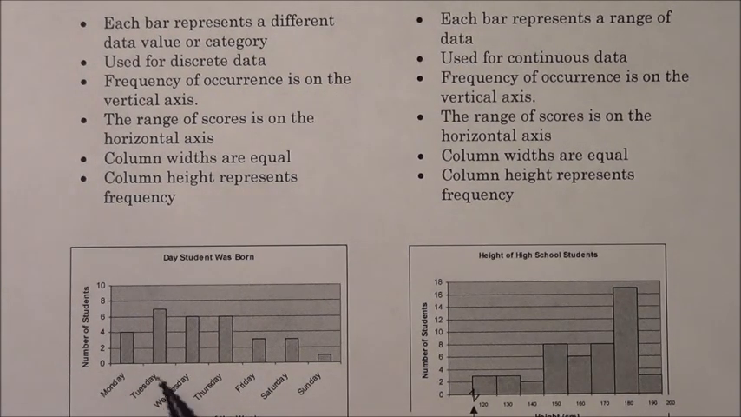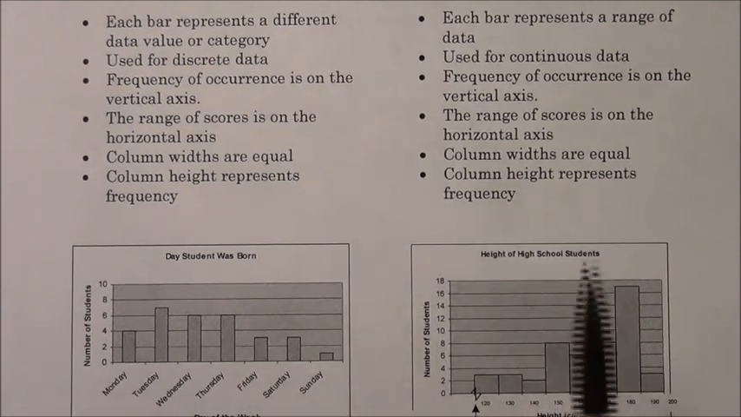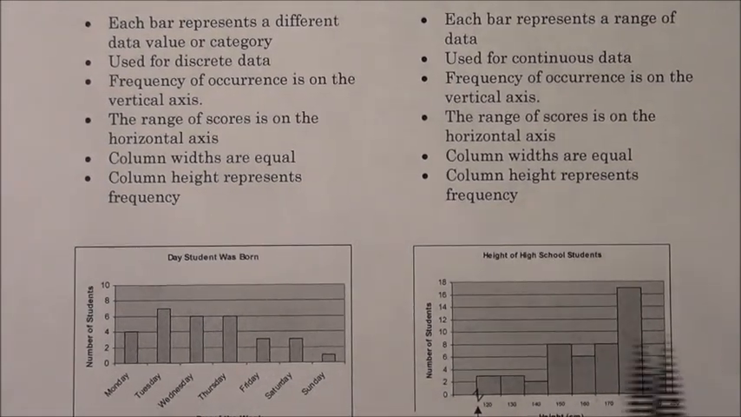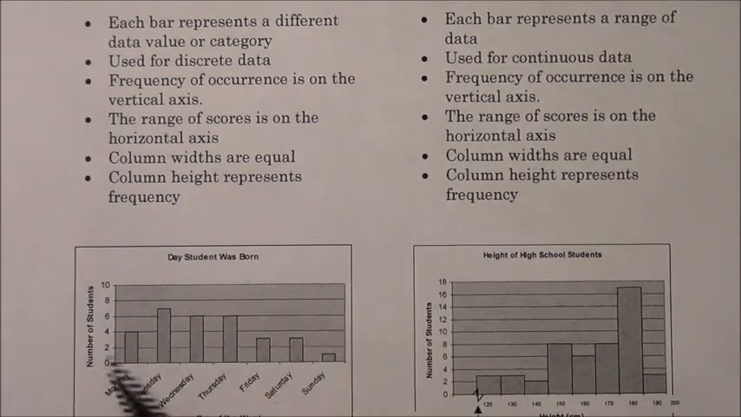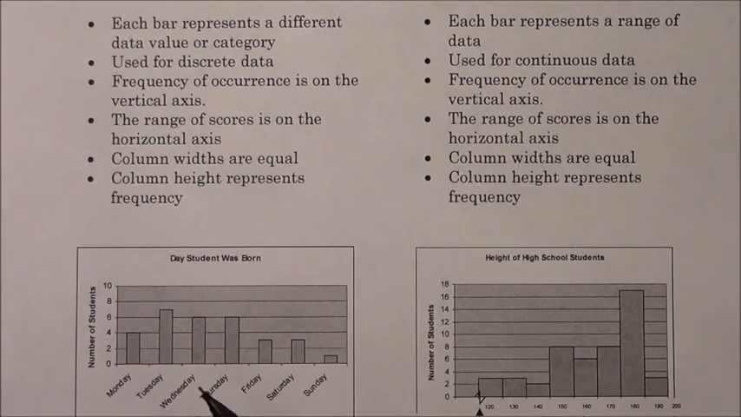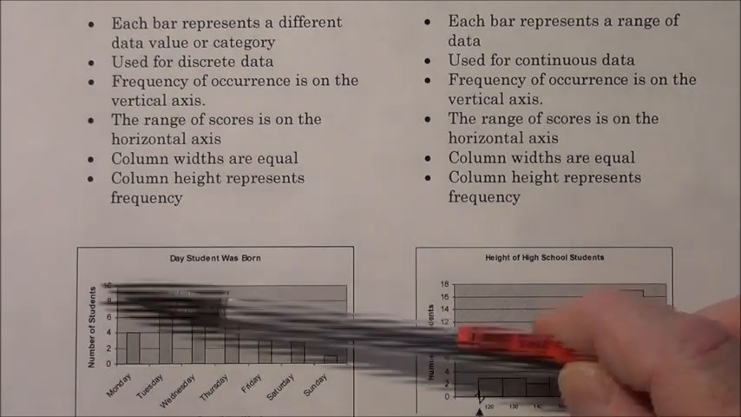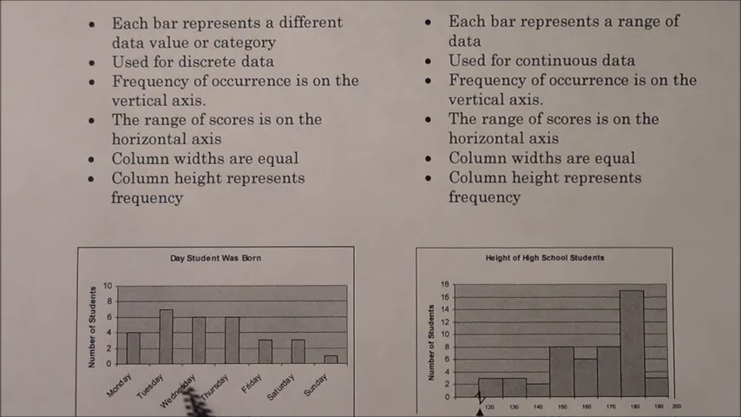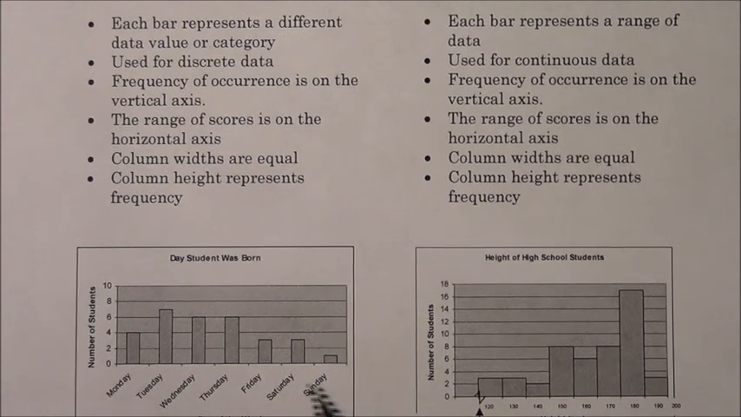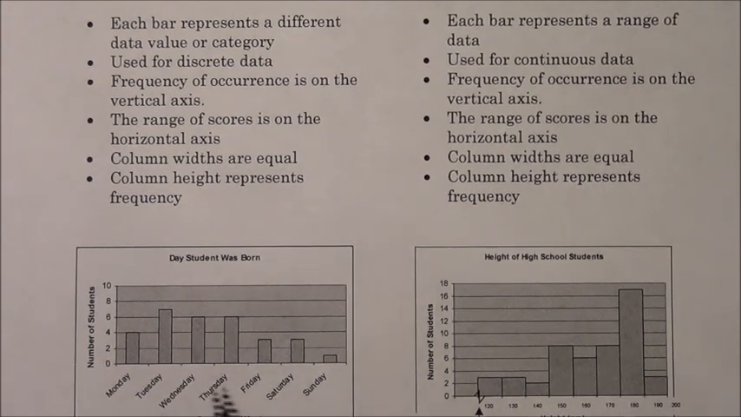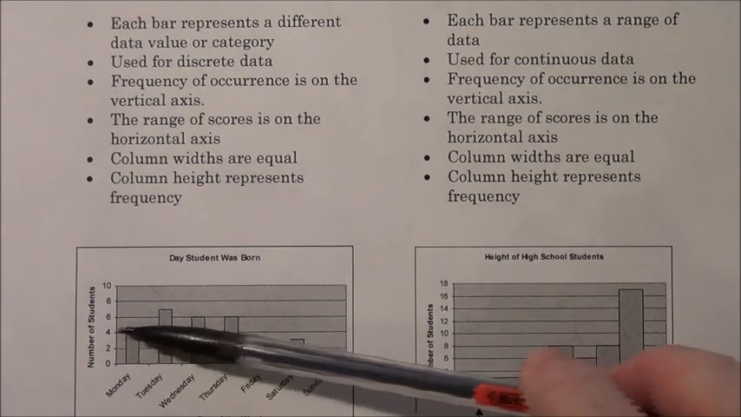We could have the flavors down at the bottom, and then all of these bars would be separated because there's no continuity from one flavor to the next, for example. So column graphs are used for discrete data. The frequency of occurrence is along the vertical axis, and the range of scores along the horizontal axis, the scores being in this case the days of the week, or in my other example, the flavors of ice cream. The column widths are equal, so that's the same width as that, and that's the same width as that, etc. And the heights represent the frequency.